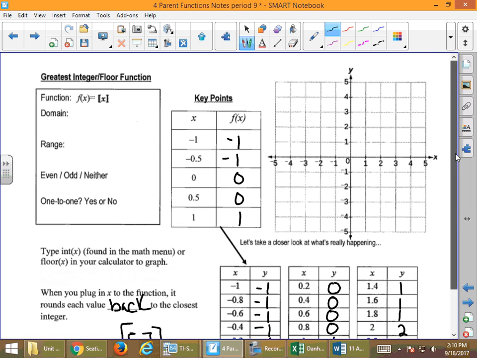And then, once you know that, what happens is, when you graph these, if we start with this, 0 is 0. 0.2 is 0. 0.4 is 0. 0.6 is 0. 0.8 is 0. But when you get to the value of 1, you're going to step up. You're going to jump up. So that's where you're going to make your step.